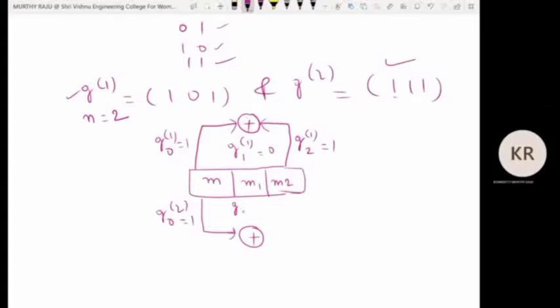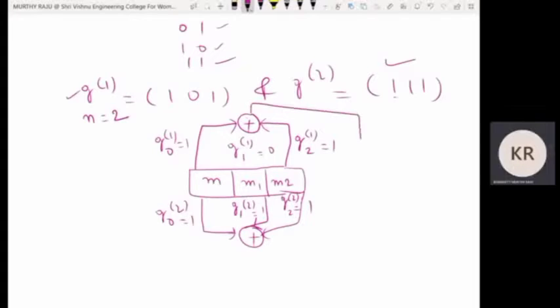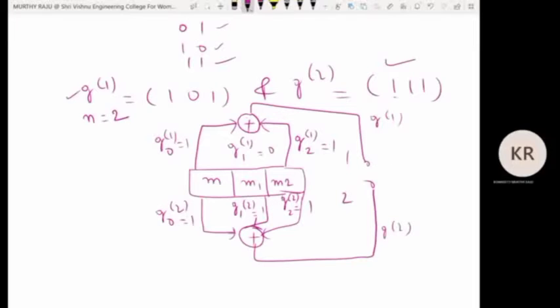And G1 of 2 is equal to 1. Connection is there here. And G2 of 2 is equal to 1 because 3 ones are given in the generator sequence. Okay, this one is the output. Here there are 2 outputs because of the 2 generator sequences. These are the G of 1 and G of 2.